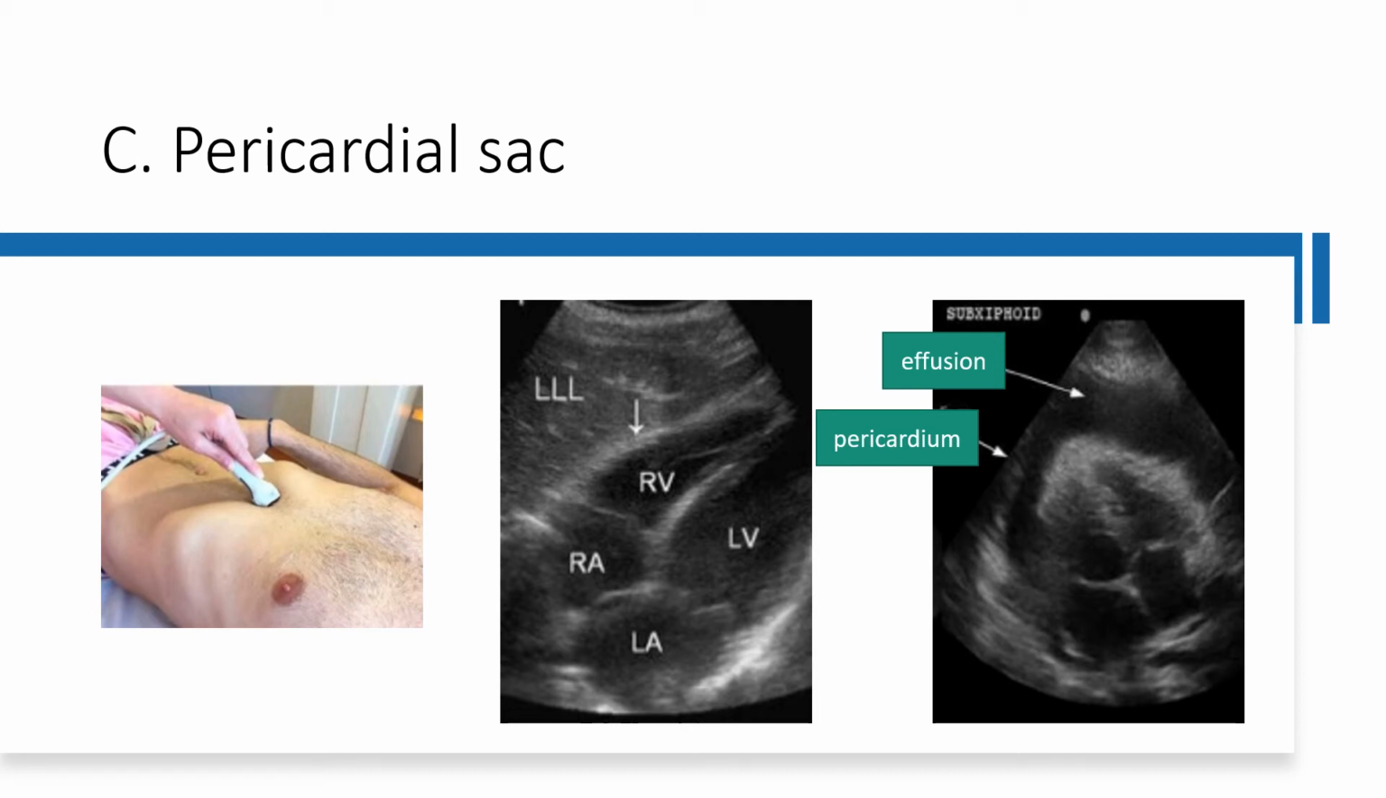Okay, it is hypoechoic or anechoic. So the pericardium is the hyperechoic, white color, whereas the effusion or the blood is hypoechoic or anechoic. Okay, that indicates there is bleeding in the pericardium.